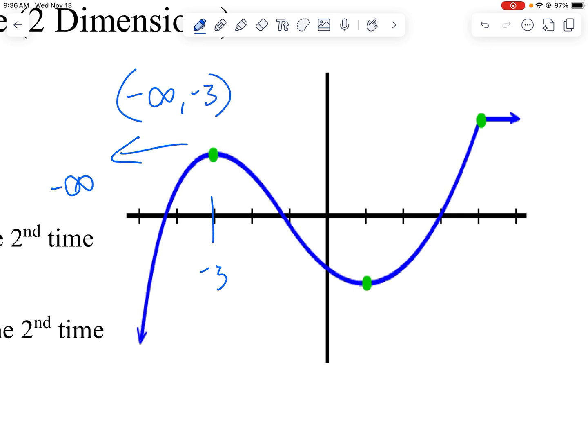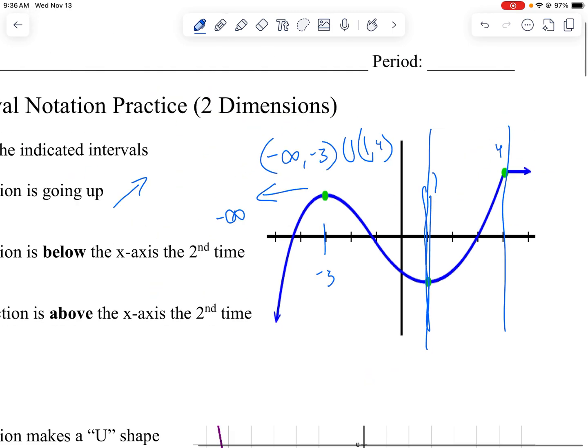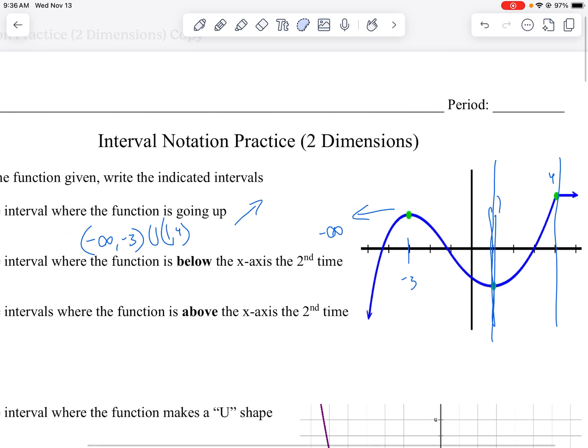But there's also another one. It goes from this point to this point. So if I'm going to write that interval, I like to draw these vertical lines to kind of show me what the x values are. This one starts at an x value of 1, and it stops at an x value of 4. So my second interval is going to be 1 to 4. And since I have two of them, I'm going to put a union symbol. And you can put this over here, so you can write out your interval: from negative infinity to -3, and then from 1 to 4 is going up.